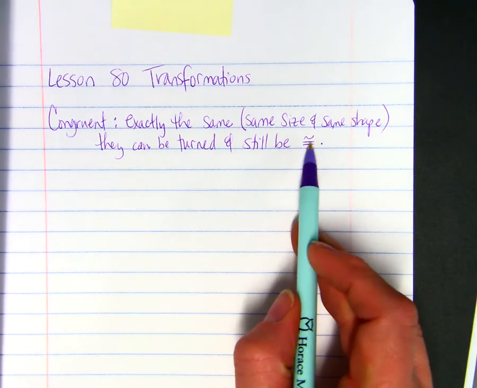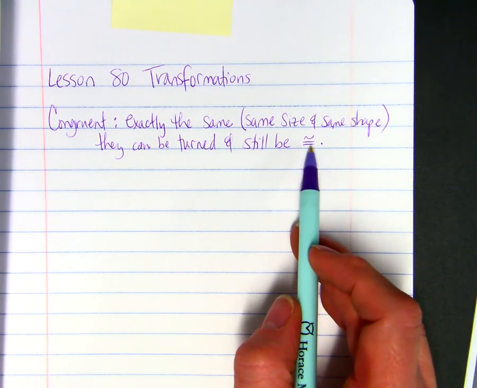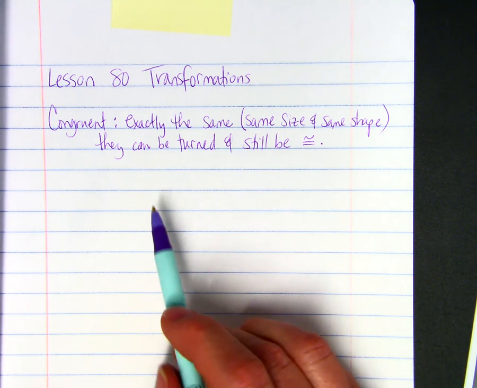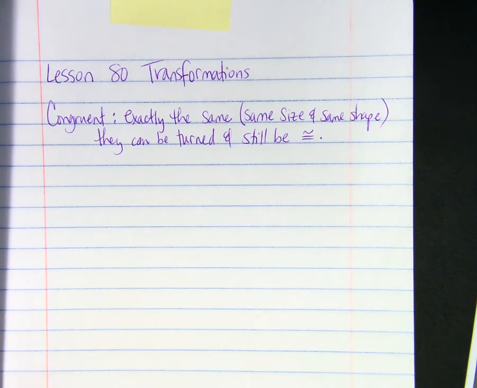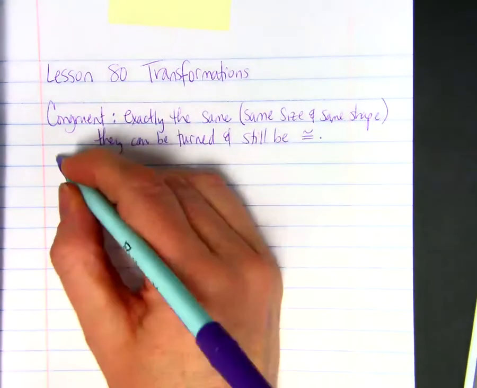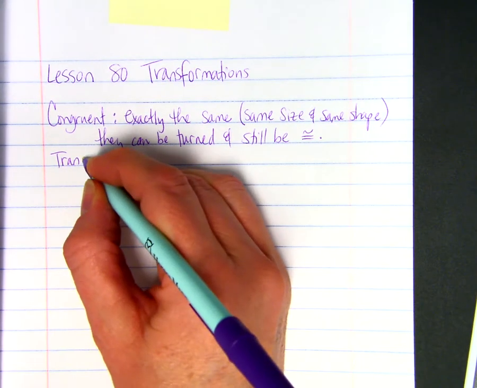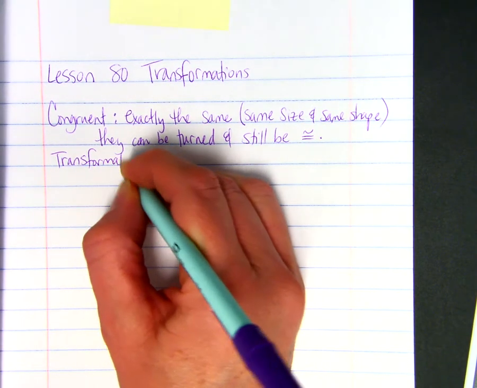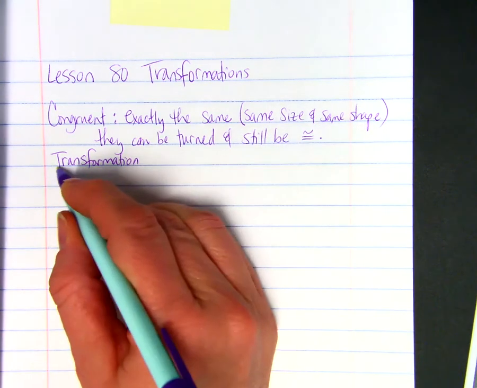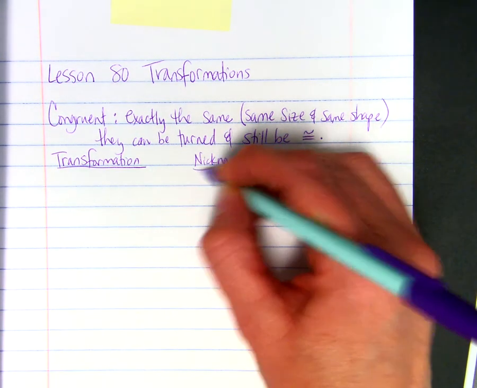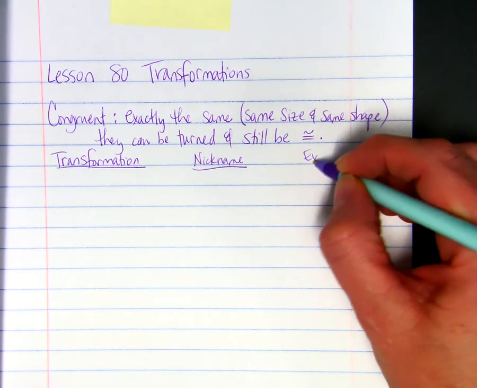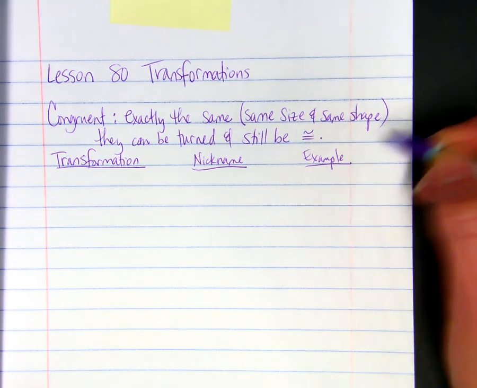That's a congruent symbol. We have seen this, right? No? Yeah. Okay. So you can take a shape and turn it, and it doesn't change shape or size or anything. So it can still be congruent. So we have three that we're going to go over. So we're going to draw kind of a little table. So we have a transformation. We have a nickname for it. And then we'll give you an example of what one looks like.